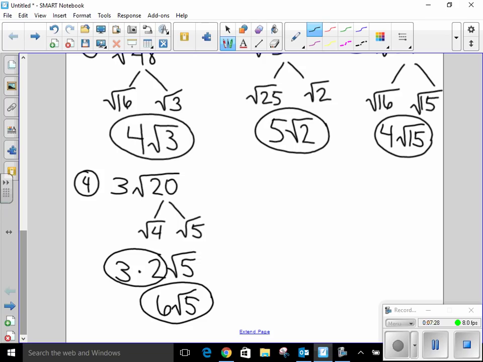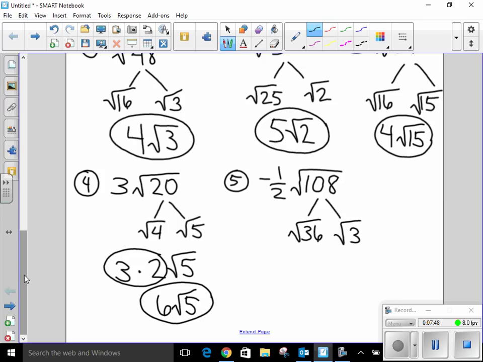All right, so then if we go to number 5, and we have negative 1/2 times the square root of 108. Again, we'll deal with the negative 1/2 in a minute, but you want to break down your 108. 108 can be divided by a couple different perfect squares, but the largest one you should find would be the square root of 36, and then 36 times 3, so square root of 3. So now when I do the square root of 36, that's 6, and then radical 3 stays radical 3. Bring down your negative 1/2, and that's going to multiply times the 6.